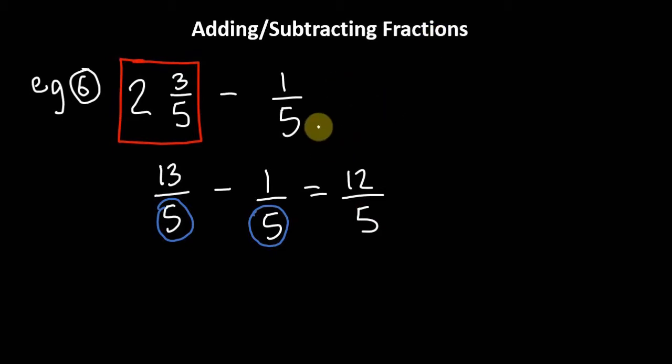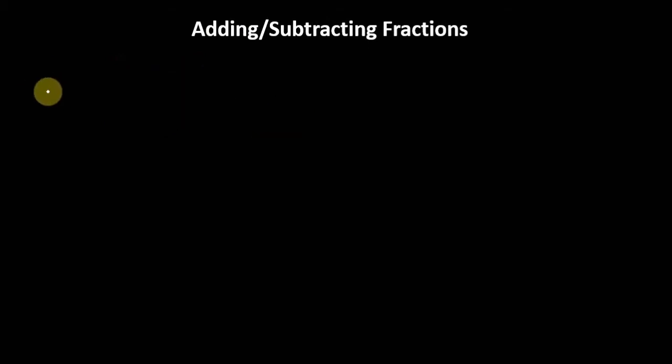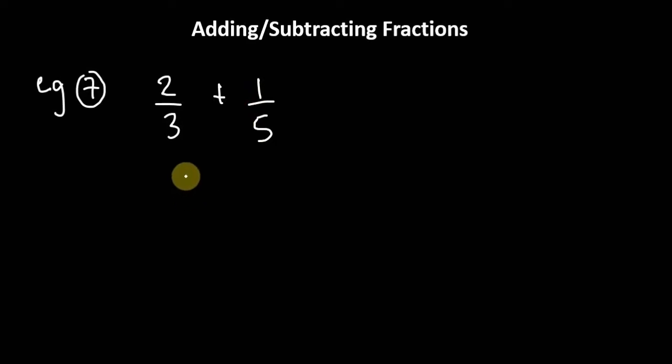Now let us look at some examples when the denominators are not the same. How do we treat with those? So let's call this example 7. Now what if we had something like 2/3 plus 1/5? Now notice here, the denominators are different. One denominator is 3, while the other is 5.